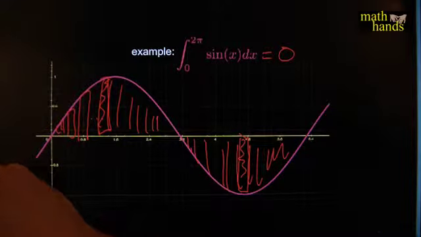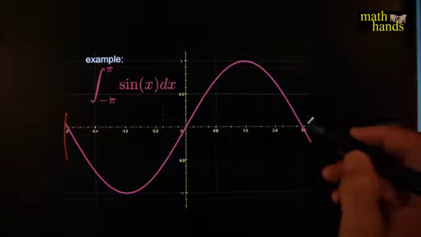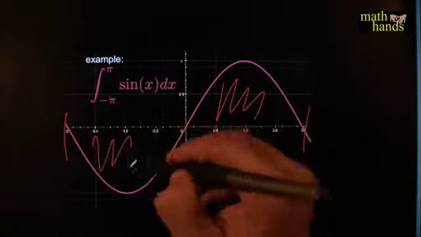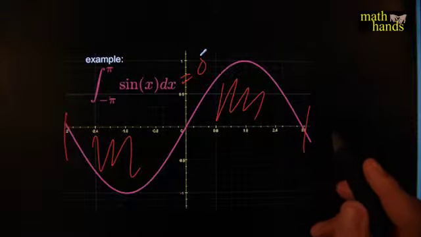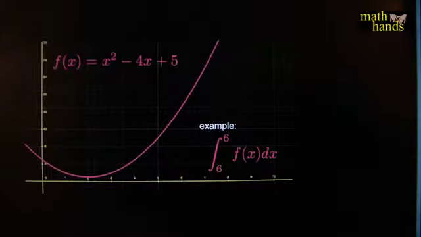Nice, huh? You can even switch it up a little bit. If you went from negative pi to pi, same thing. This one's positive, this one's negative, that's going to be 0. Told you. These are just some basic properties for the integral.